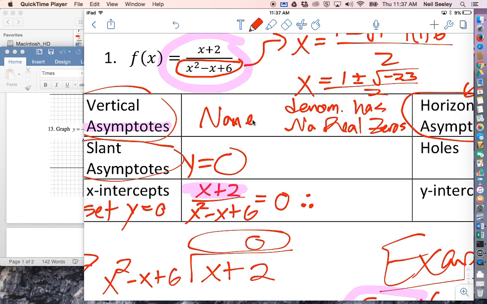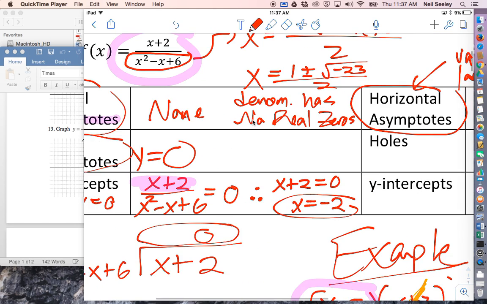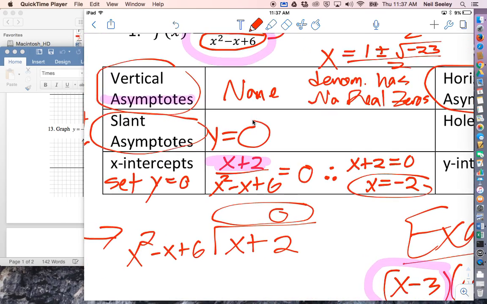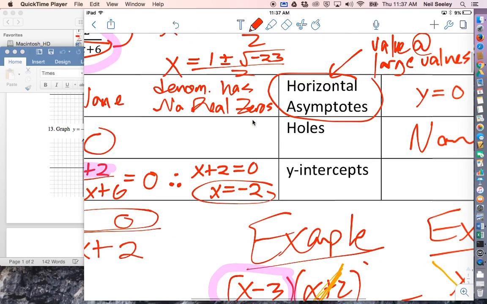Finding where the whole function is 0 is really just about setting the numerator equal to 0, because that will make it 0. Solve it: negative 2. We have a y-intercept at x equals negative 2. Okay, I'm sorry, an x-intercept at negative 2.